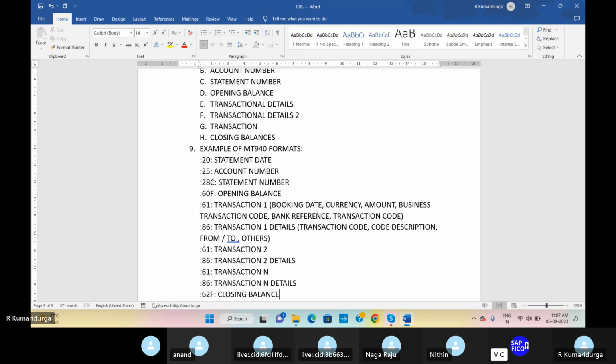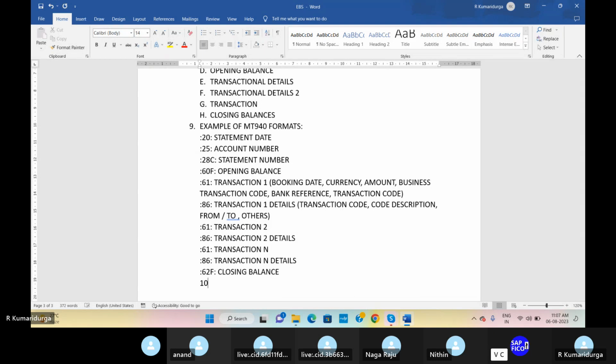Okay, so this is about the normal complete format example of MT940 formats. We will do the configurations, you don't worry. And then the next one, the tenth point, is interpretation algorithms.